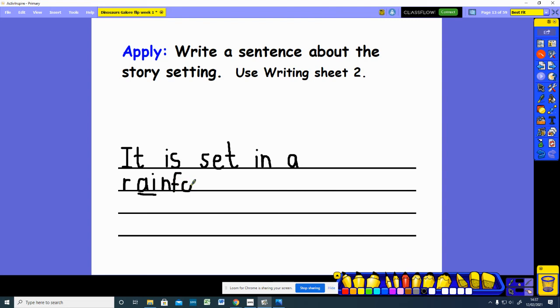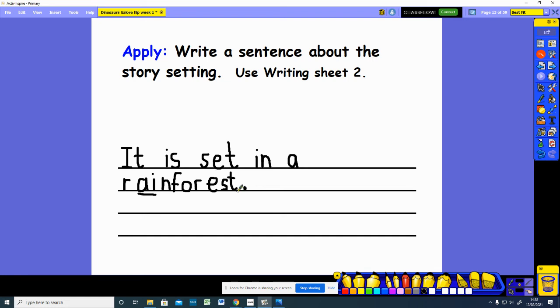And then rest. Let's sound out rest. 4 fred fingers. Let's pinch those phonemes. R-E-S-T. Let's write them down. Fantastic. We have written quite a long word there, children. Rainforest. Let's read our sentence back. It is set in a rainforest. Full stop at the end of our sentence.